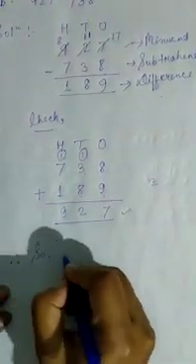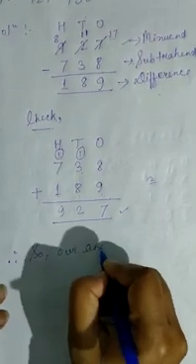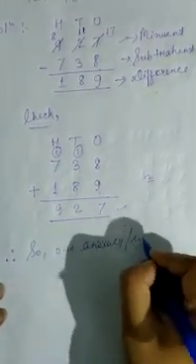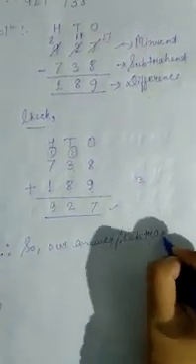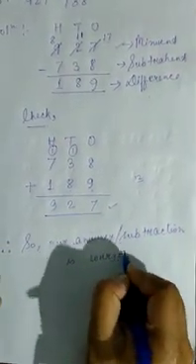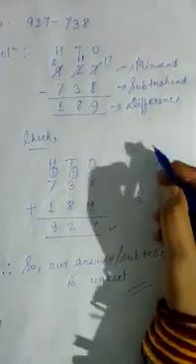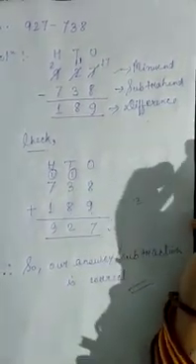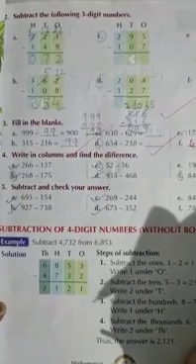So I will write: our answer or subtraction is correct. In this way you have to solve the answer. Is it clear, students? I hope you have understood. In this way you will solve A, B, C and D in your classwork copy. Okay, students? Thank you.